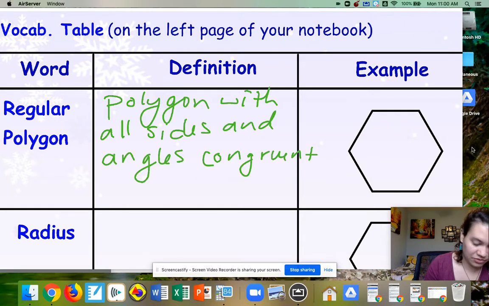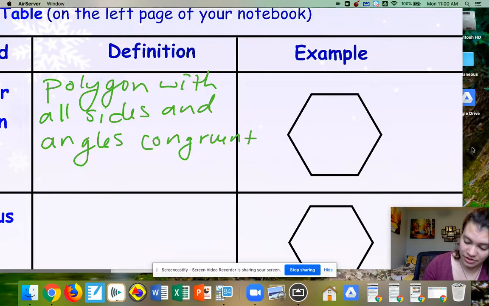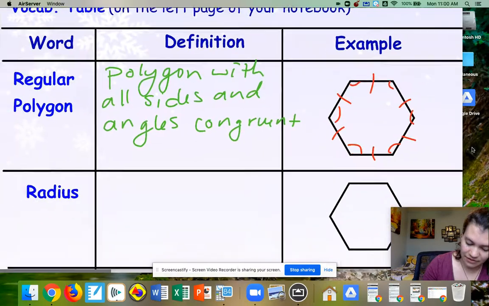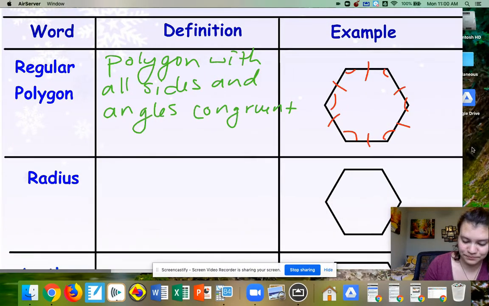Some of these are going to be reviewed from last time, but we're just going to go over them to make sure you remember them all. So here you want to have all the sides the same, and also all of the angles the same, and that will give you a regular polygon.